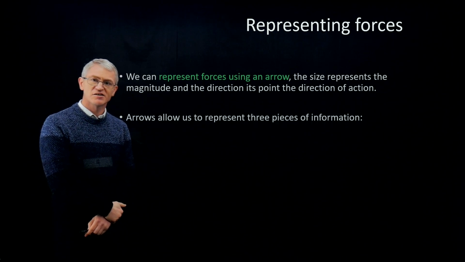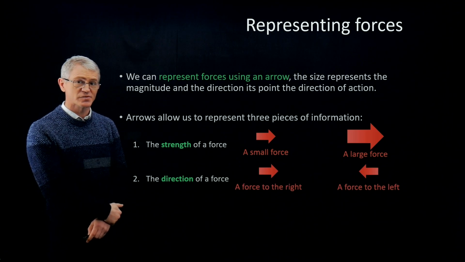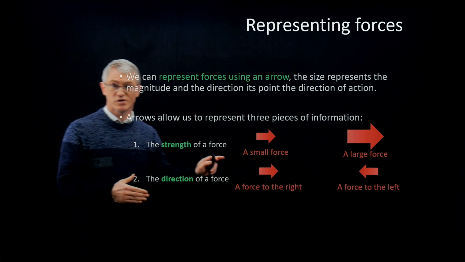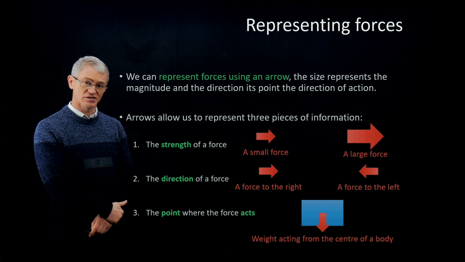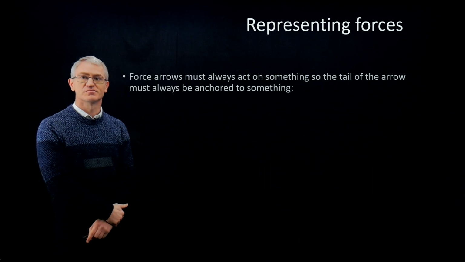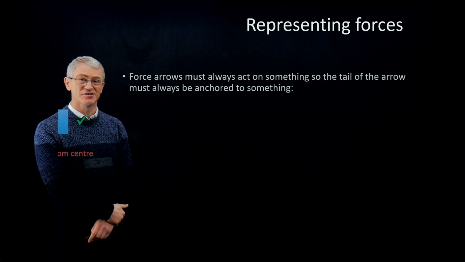They can represent three bits of information: the strength of the force, depending on the size of the arrow; the direction of the force, depending on which way the arrow is going; and the point at which it acts. We'll talk about examples of what you do with different things as we go through. Force arrows must always act on something, so the tail of the arrow must be anchored to it.